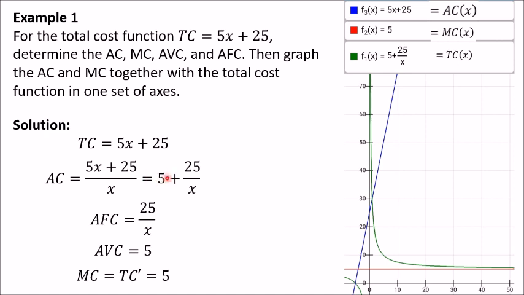So, ibig sabihin, itong ating average cost is composed of two. We have the average variable cost and then the average fixed cost. And then ang MC natin, the marginal cost, kunin lang natin ang derivative ng ating TC, which is 5x plus 25. So, itong 5x lang ang may derivative. Derivative of this is 5. Kaya ang ating MC ay 5.